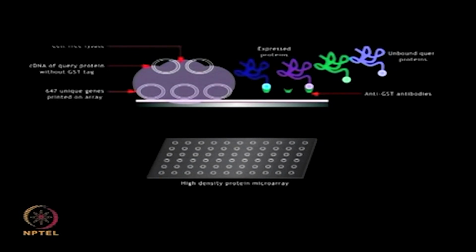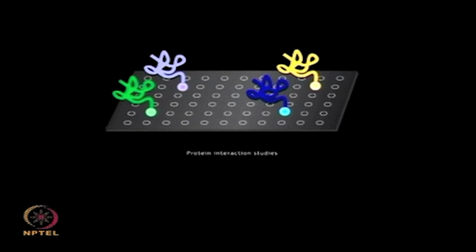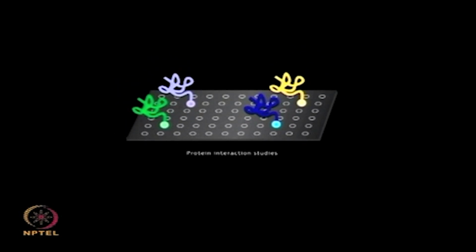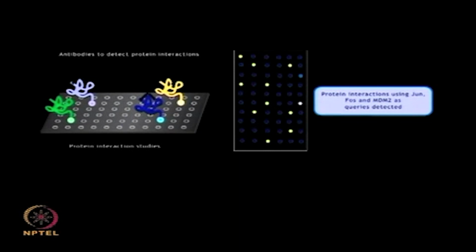cDNA of the query protein was also added to the same mixture such that the query was co-expressed but remained unbound due to the lack of a tag capturing agent. These protein microarrays were then probed with antibodies specific to the query proteins. Authors detected various protein interactions using well-known query proteins such as Jun, FOS and MDM2.